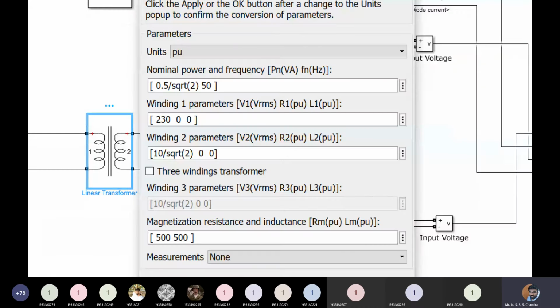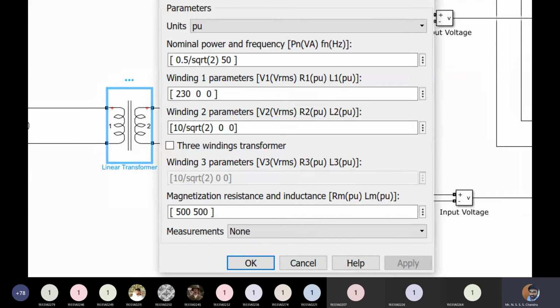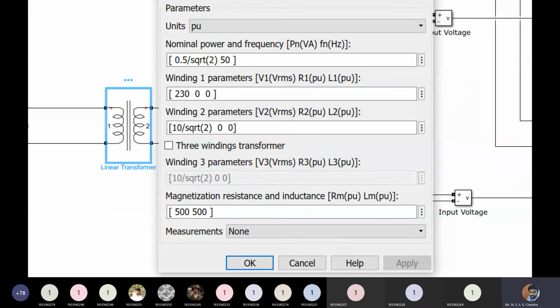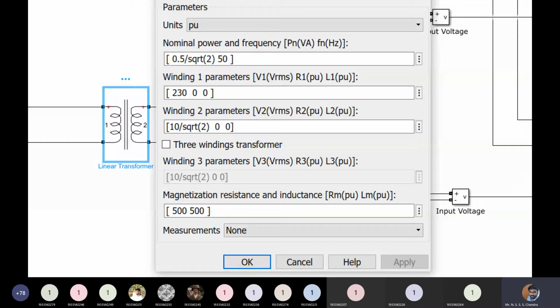So for the first, I'll be talking about the winding voltages. The primary voltage is in RMS value, because we are taking from the single phase power supply. I'm taking it as 230 volts RMS. If it was a peak value, I would have taken 230 into root 2. Because it is RMS, I'm just leaving it as 230.